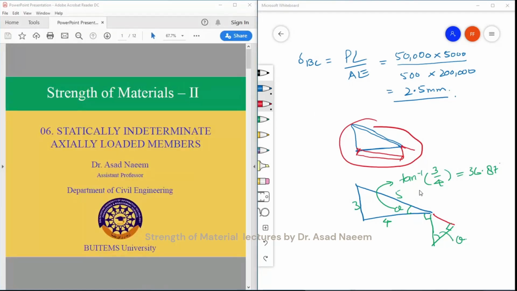So this is 2.5 millimeter that we calculated. Now we have to calculate this distance. Using sine theta and this formula, we can calculate this vertical distance. Let us call this B, so this can be B dash. So delta B B dash will be equal to delta BC over sine theta, and then we can calculate this, which comes out to be 4.17 millimeter.